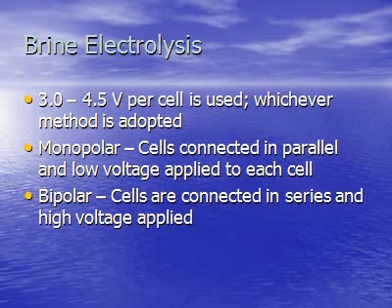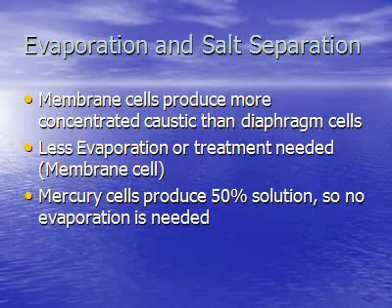Brine electrolysis: 3 to 4.5 volts per cell is used, whichever method is adopted. Monopolar cells are connected in parallel and low voltage is applied to each cell. Bipolar cells are connected in series and high voltage is applied. In the step of evaporation and salt separation, membrane cells produce more concentrated caustic soda than diaphragm cells. Less evaporation and treatment is needed in the membrane cell. Mercury cells produce a 50% solution and so no evaporation is needed.